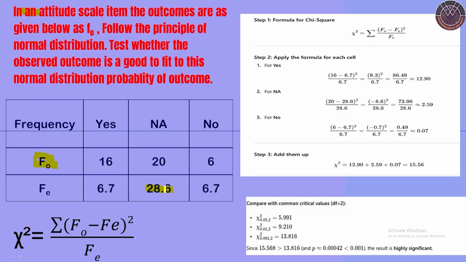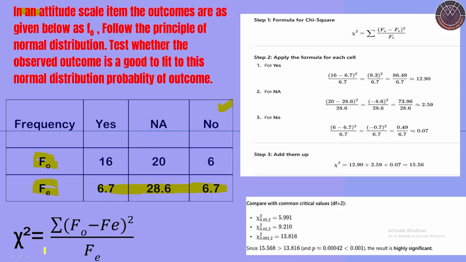68% of 42 is 28.6. That is the number of cases expected according to normal distribution, and similarly the remaining cases will be distributed in yes and no. So this is as per normal probability distribution. This is the expected outcome, so here the expected outcome is according to normal distribution.